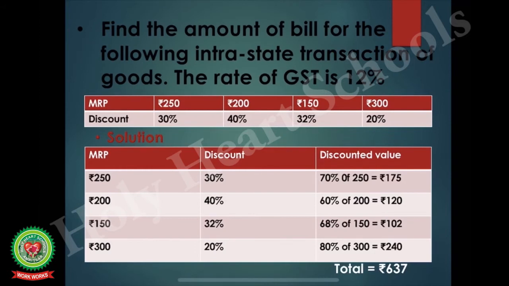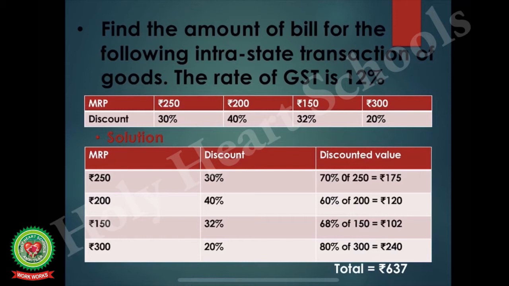The first sum is: find the amount of bill for the following intra-state transaction of goods. The rate of GST is 12%. We are given that the MRP of the different goods are rupees 250, rupees 200, rupees 150 and rupees 300, and the discount on these goods are 30%, 40%, 32% and 20% respectively.